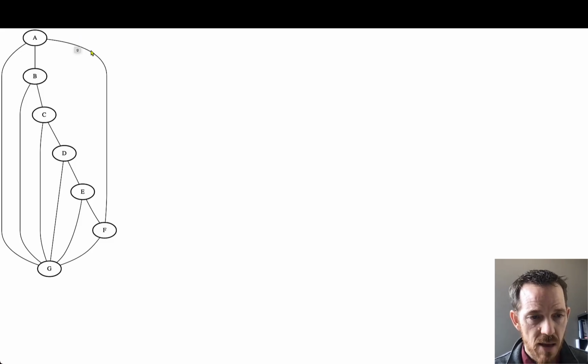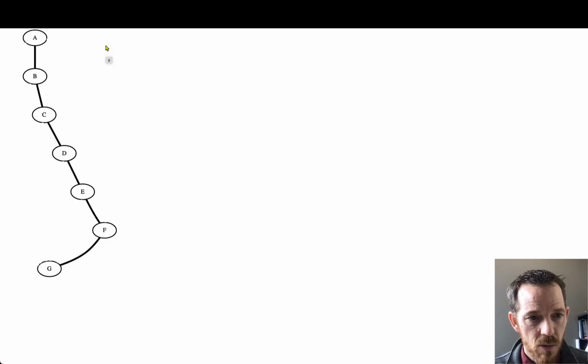And so if we did a depth-first search, we're going to get a tree that looks like that. Is that a tree? Yes, there's no cycles. Every vertex is connected. There we go. That's our depth first search spanning tree.